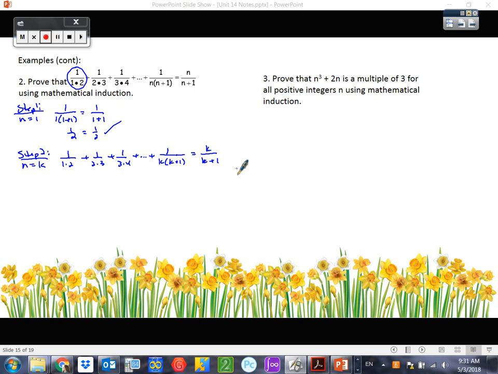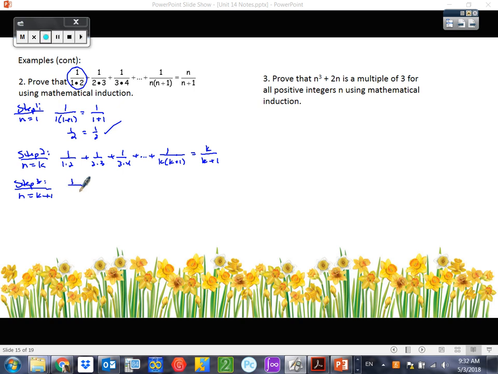Okay, so step 3. This is the n equals k plus 1 step. We're going to write all this down with the k plus 1. I'm going to still write the k part, expand it, and write one more term. I'm going to write the k plus 1 term.